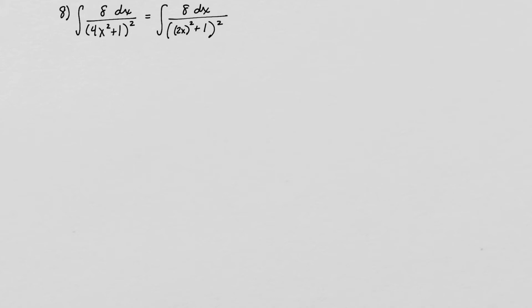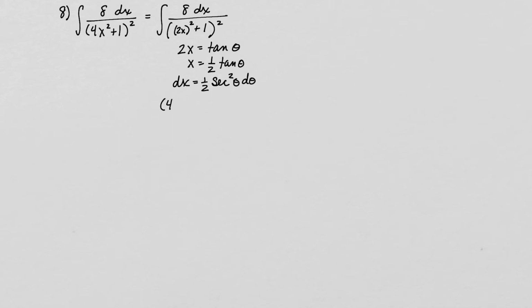So rather than let x equal the tangent of theta, we're going to end up having 2x be equal to the tangent of theta. Or if we solve for x, x is going to be 1/2 the tangent of theta. And so in this case, that means that dx is going to be 1/2 secant squared theta d theta.